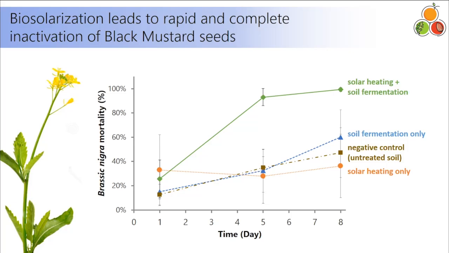What we saw here is that in the control scenarios where you have untreated soil or soil that's only been heated or only contains the amendment without heating, we don't see any significant increase in seed inactivation compared to that negative control. But when you combine, in the context of biosolarization, the solar heating and the fermentation of the amendment, we do see complete inactivation of the weed by the end of that 8-day treatment period.